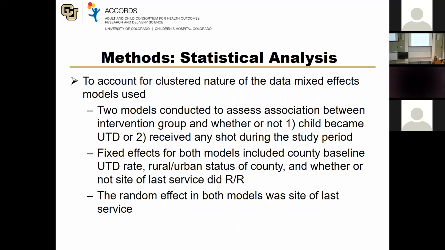Okay, in terms of the statistics, I think you're going to deal with this, but basically we did have to account for the clustered nature of the data, in terms of children being clustered within practices and within counties. We constructed models to assess the association with the two major outcomes, which were the child became up to date and the child received an immunization. And another pragmatic part of this is, although we could look to see if there was a new immunization, the outcome also included kids who just became up to date because they brought in their records, which from a public health perspective is an important outcome. Again, very pragmatic.